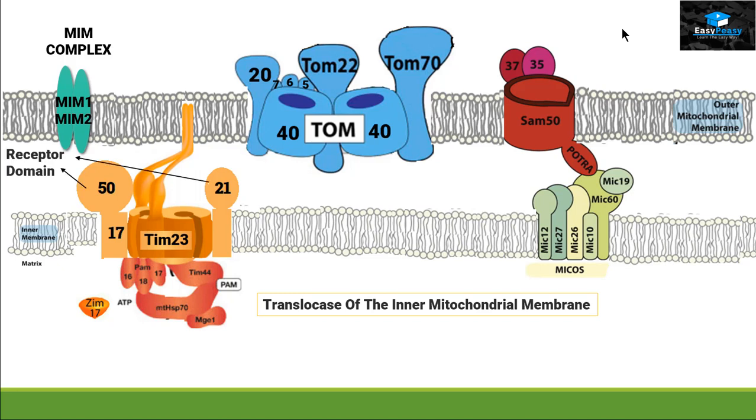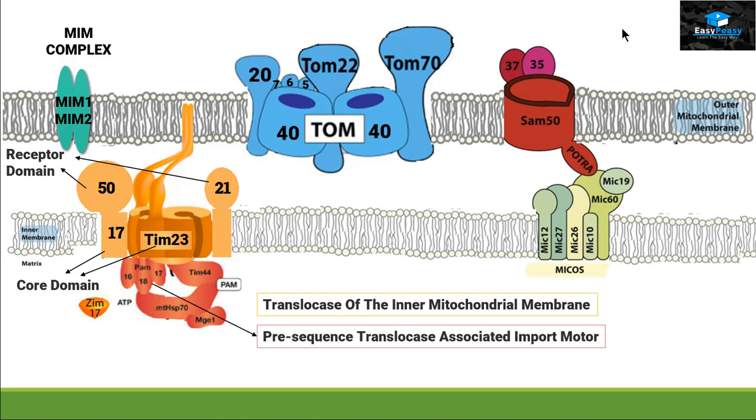Tim50 and Tim21 are basically the receptor domain that will recognize the pre-sequence coming from the Tom complex. Tim23 and Tim17 play the role of core domain and allow the protein to pass through from the intermembrane space into the matrix. Tim23 is connected with the PAM complex. The full form of PAM is pre-sequence translocase associated import motor.